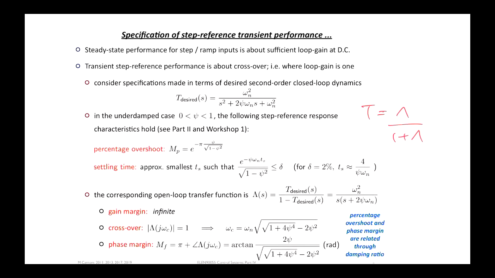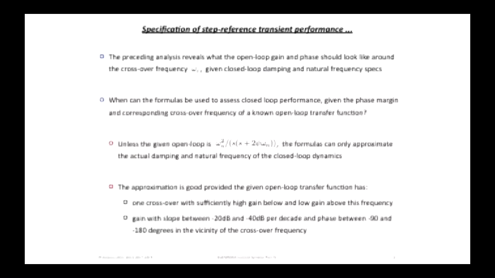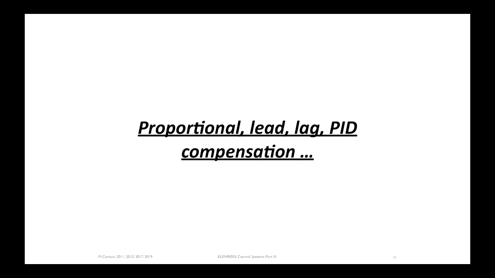The link is about how we convert time domain specifications into a desired loop shape. If we want canonical second order dynamics with specified damping, which affects the overshoot, and specified settling time, how fast it has to be, then we need to make our open loop look like this, especially around crossover frequency, as long as we have enough gain at low frequency and sufficiently low gain at high frequency.